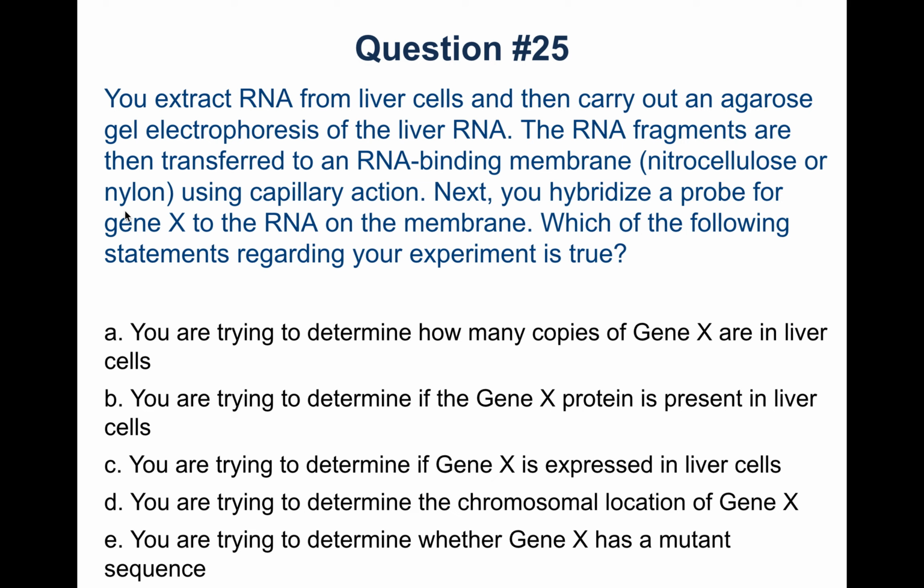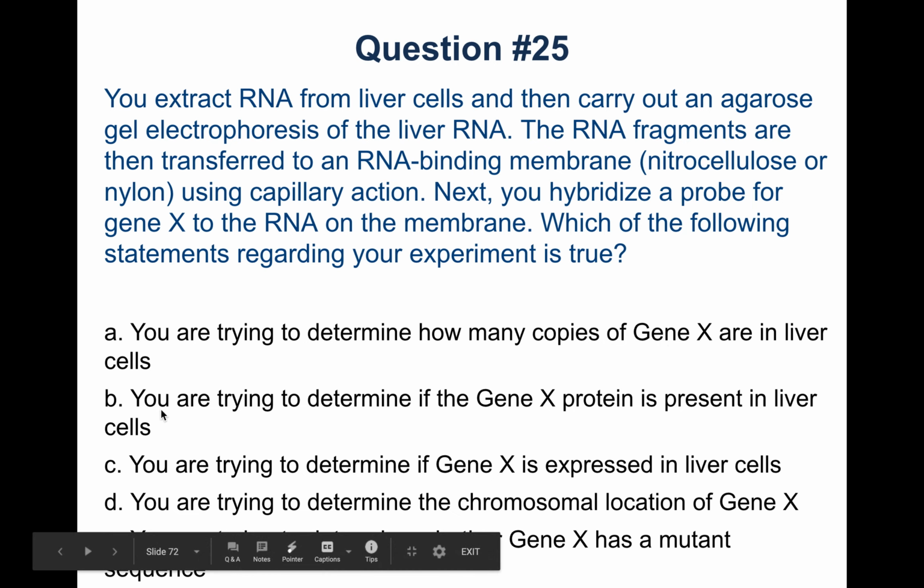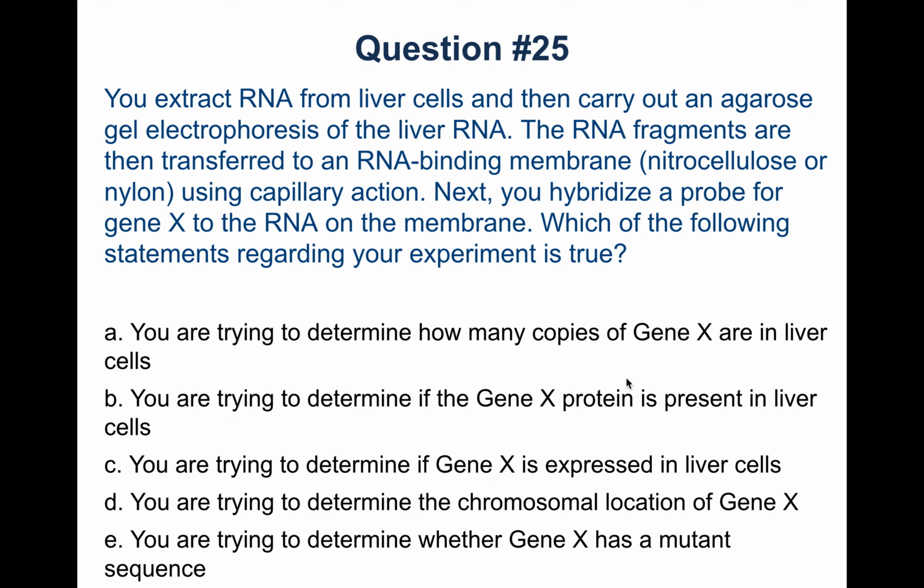You are trying to determine how many copies of gene X are in the liver cells. You don't really know, because you're looking at RNA, not genomic DNA. If you're looking at how many copies of the gene are present, you need to look at DNA. You are trying to determine if the gene X protein is present in the liver. Again, you're looking at RNA, not protein. The only way you could tell if the protein is present is to actually look for the protein itself.